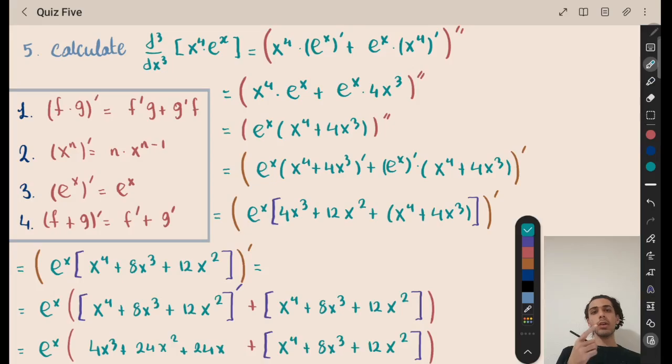Notice that I took the derivative one by one again by the linearity of the derivative. So I'm repeating this once again. And now I would like to group the terms in one step, since I don't have enough space. So I have x to the fourth. 8x cubed and 4x cubed is 12x cubed. 24x squared and 12x squared is 36x squared.